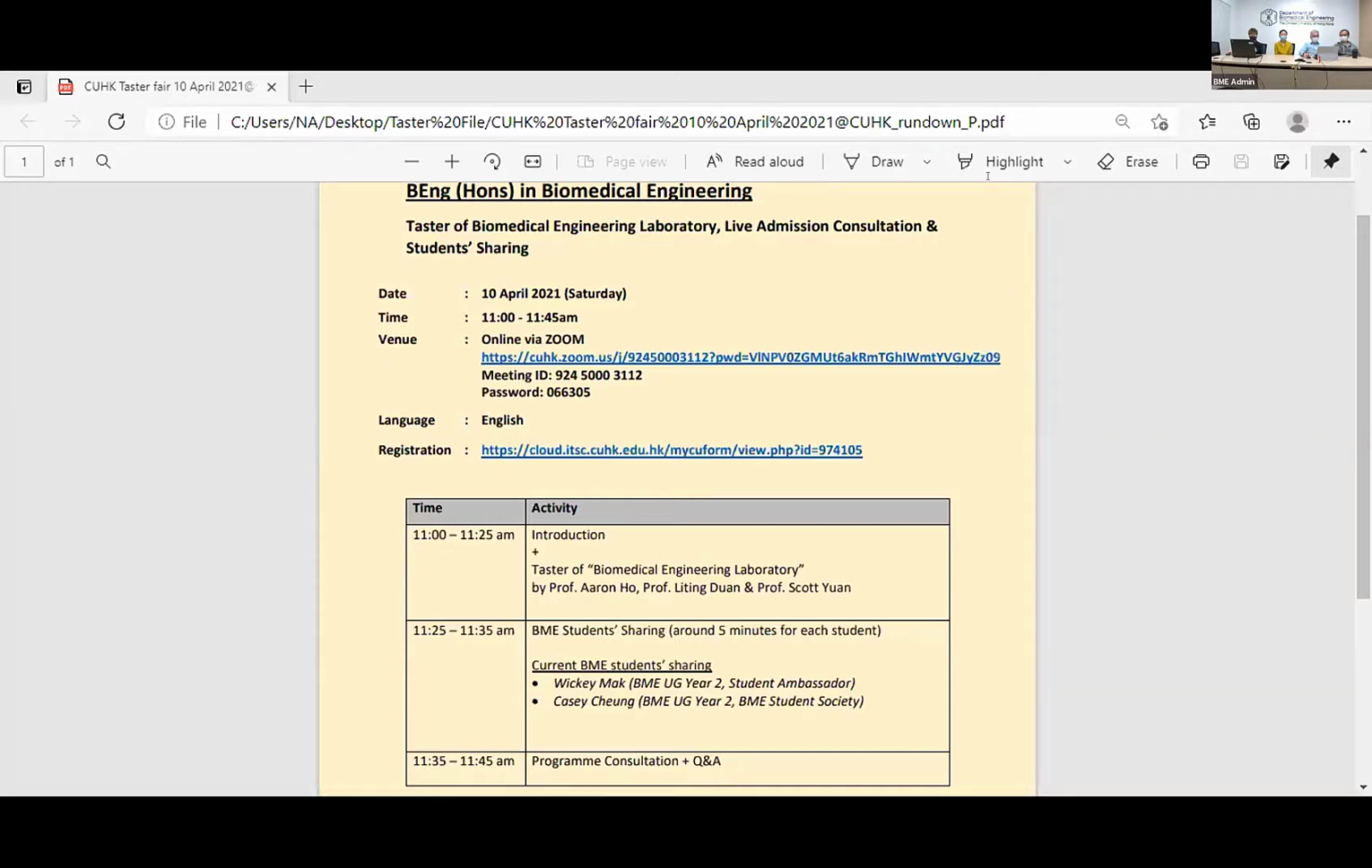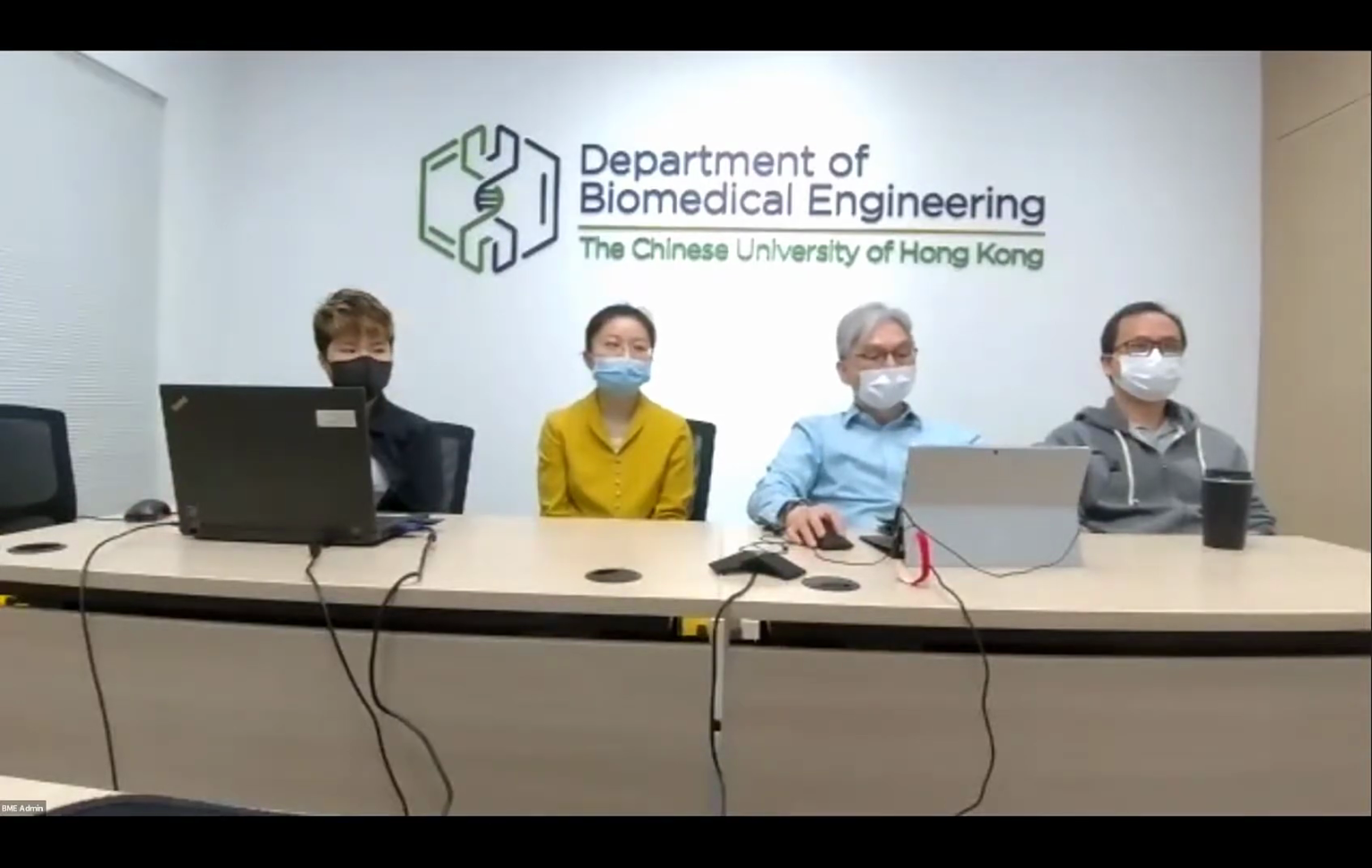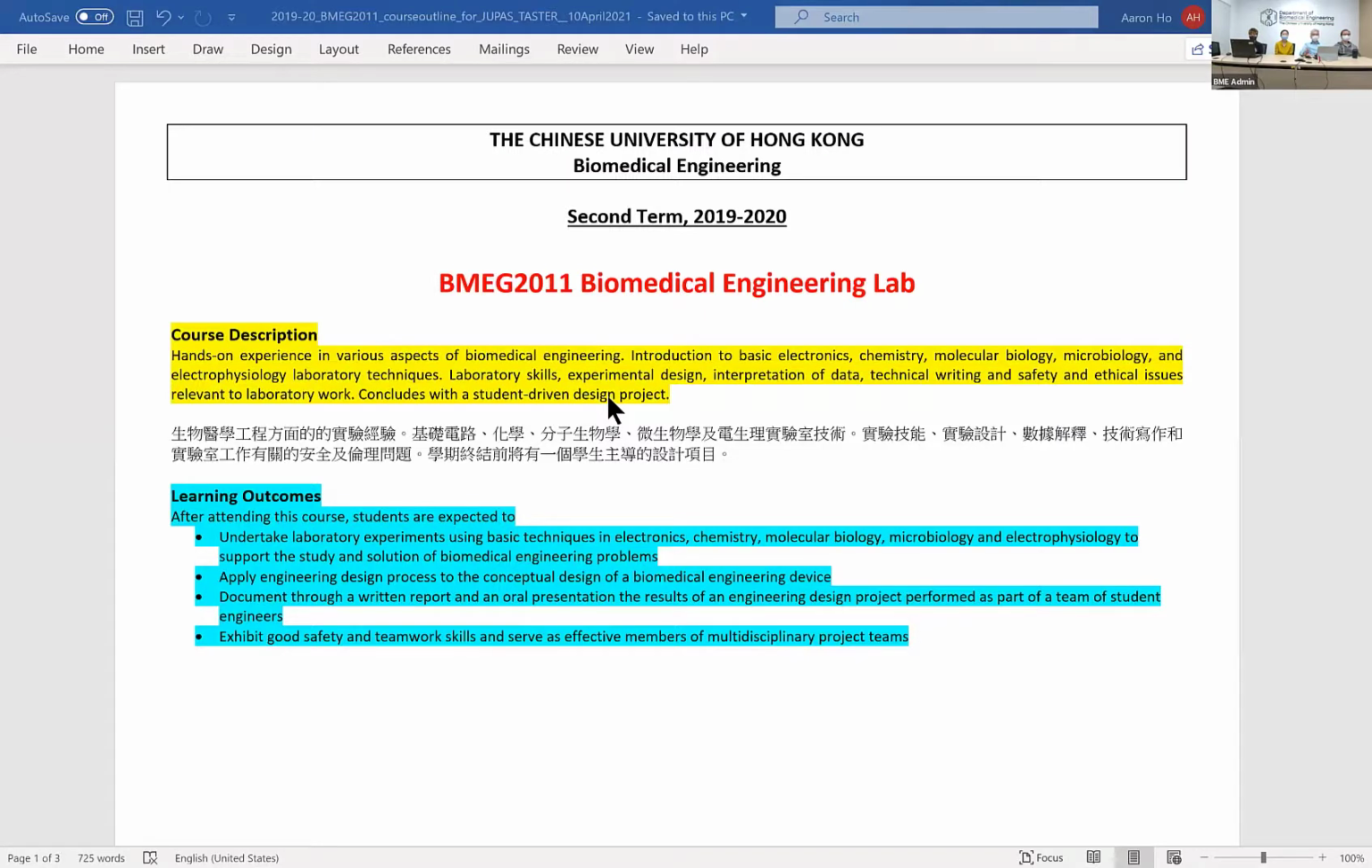So without further ado, we'll quickly move on to the taster sharing. I'm going to share the screen, what we call a course document. This is a document that each course in our university will have. It basically describes the content in terms of keywords. You can see the yellow part has been highlighted, which are the keywords of the contents.